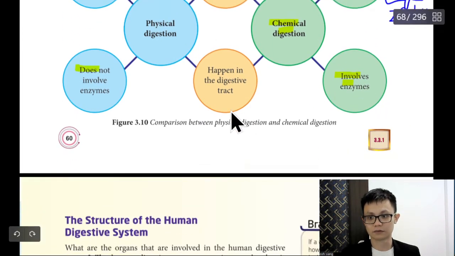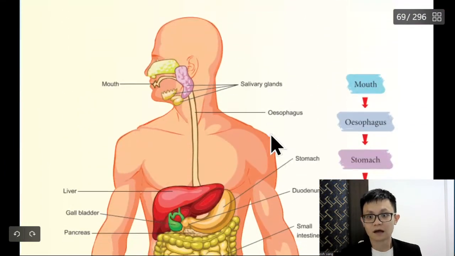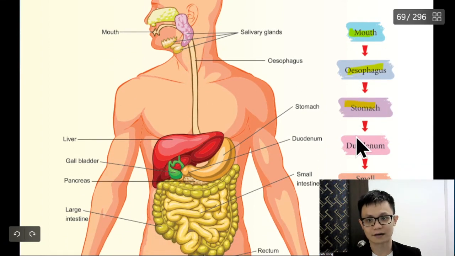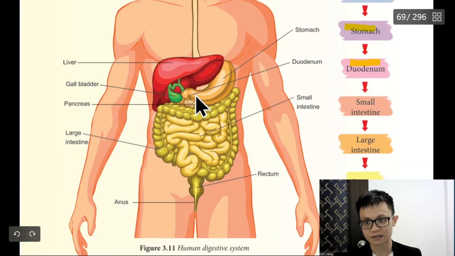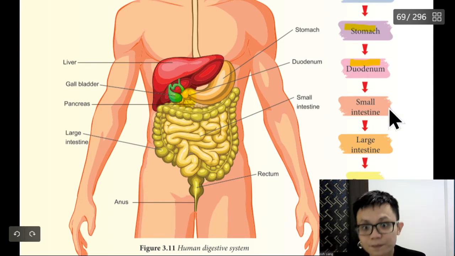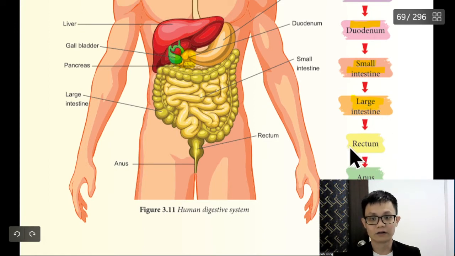Okay, so the structure of the human digestive system. This one you need to memorize. I'm scared the exam will ask. Usually they will ask this question. From mouth, then to esophagus, to stomach, then duodenum. The duodenum is here, like a U-turn, like a U. You can see the duodenum around here. Small intestine, large intestine, rectum. Rectum is a place to store the feces.